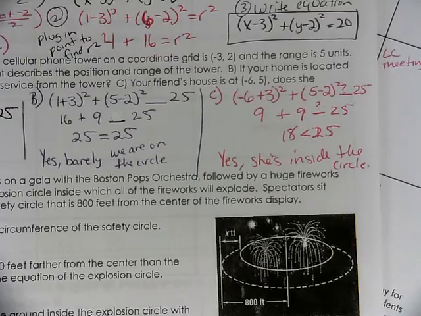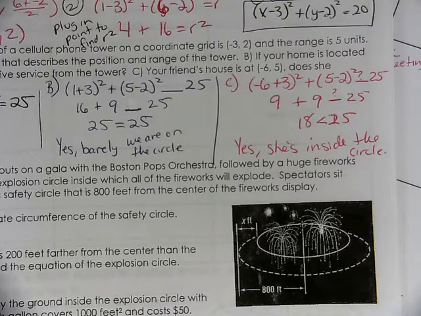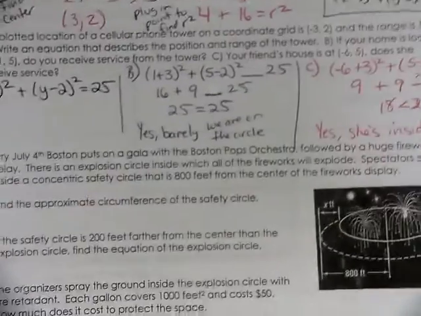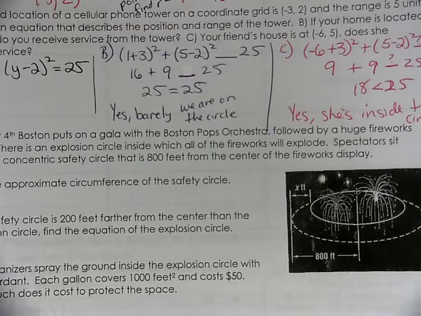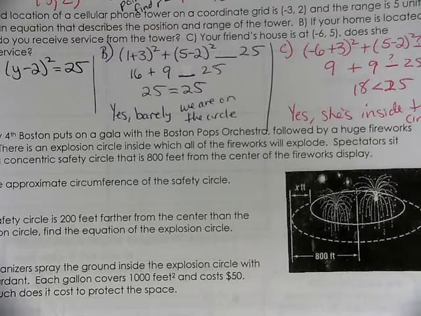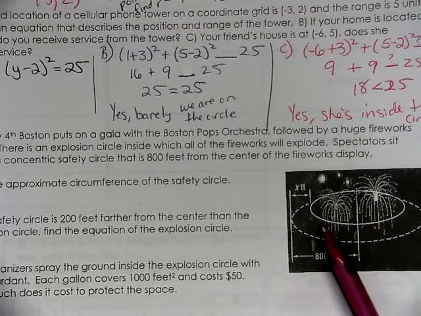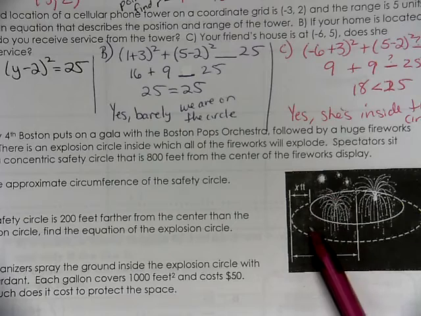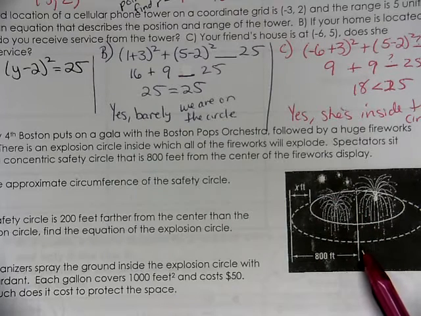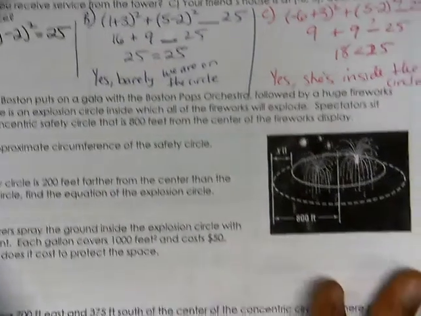Another one that we use circles for a lot is fireworks. Where are the fireworks here? I don't know. Every 4th of July, Boston puts on a gala with the Boston Pops Orchestra, followed by a huge fireworks display. There is an explosion circle inside which all of the fireworks will explode. Spectators can sit outside a concentric safety circle, that's the dashed one, that is 800 feet from the center of the fireworks display. Find the approximate circumference of the safety circle.